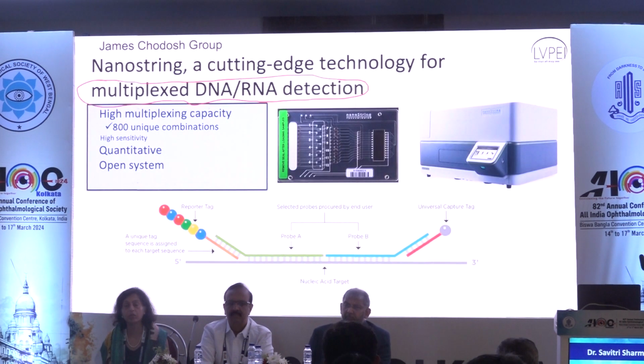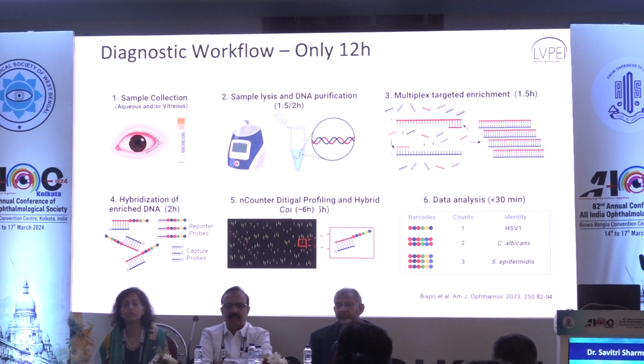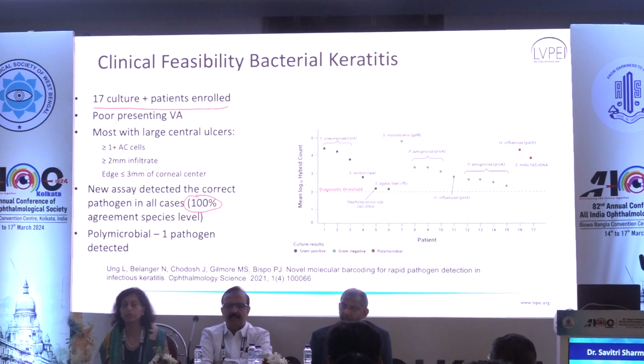There are also studies, actually published now and in use in the US, of a multiplex PCR with a hybridization technique, which is called nanostring, and they have a targeted panel for 48 targets in total, and this is totally an ocular panel, which is 29 bacteria, 10 fungi, and it includes viruses as well. So things are really moving fast. Within 12 hours, you can get these results. And a clinical study that has been done in bacterial keratitis is already published. You can have a look at that.